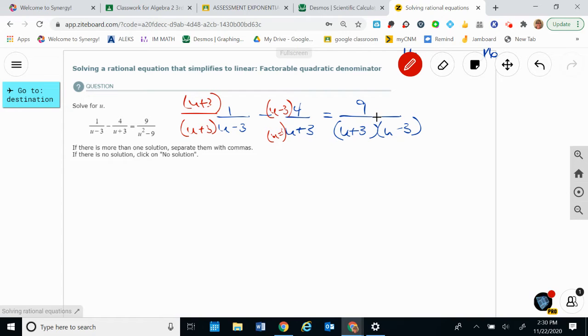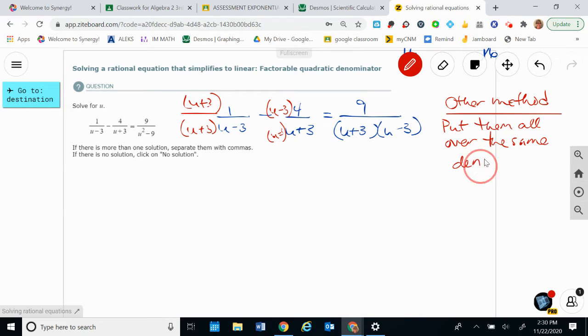Okay? I actually just switched methods on you. I just realized now. You guys, the other method is, I should put this right here. Other method is what I'm showing you. Other method is put them all over the same denominator.